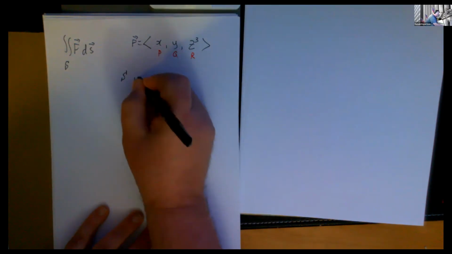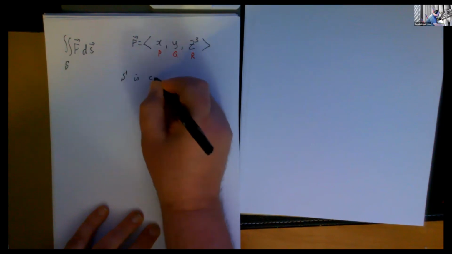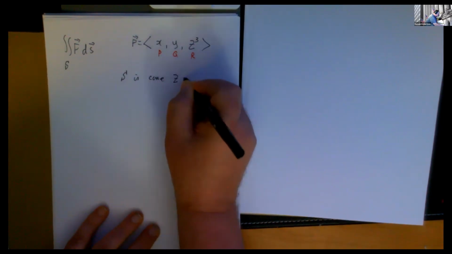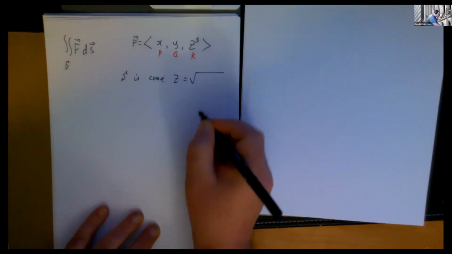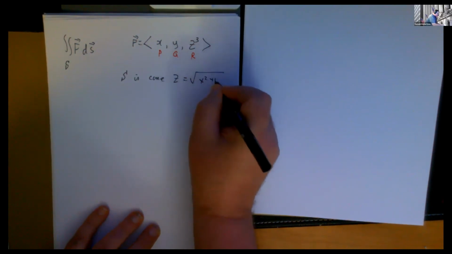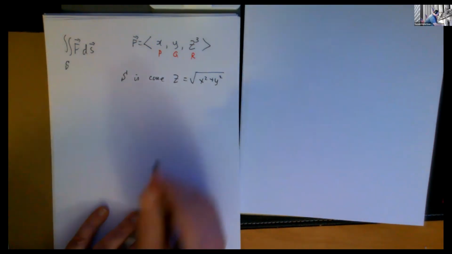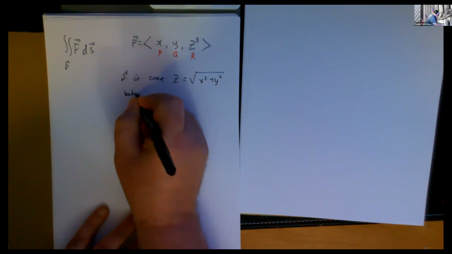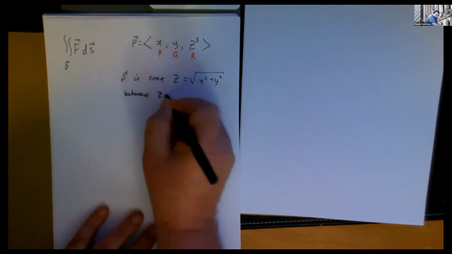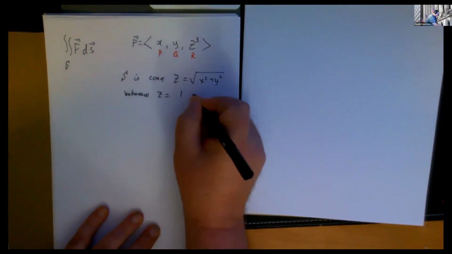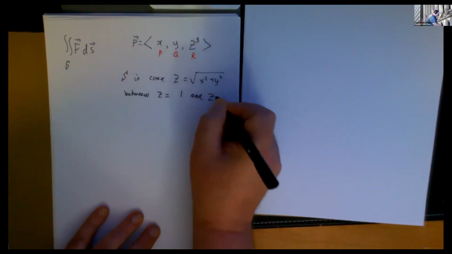So S is described as a cone with formula z equals the square root of x squared plus y squared, and it's between z equals 1 and z equals 6.